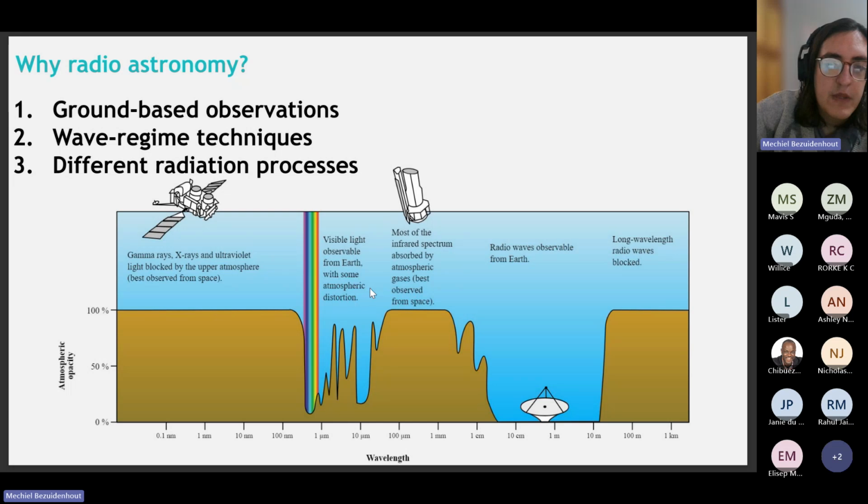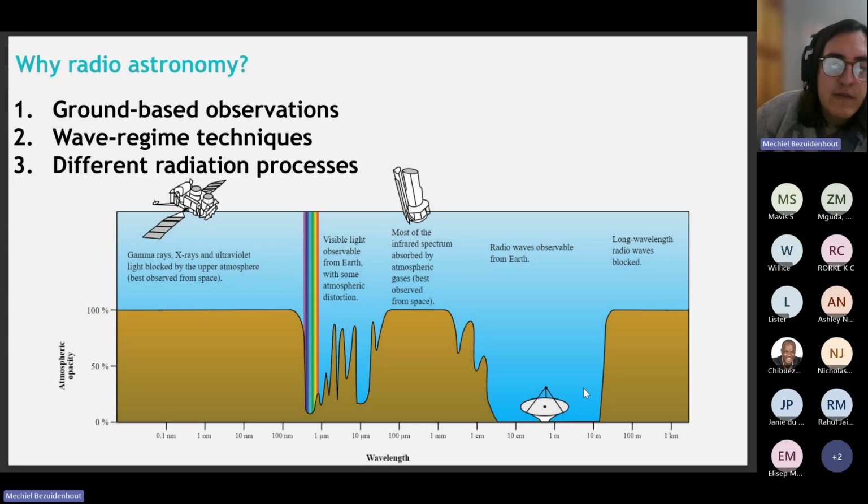So this illustration on the bottom of the page shows the atmospheric opacity at different wavelengths. And you can see that gamma rays and X-rays and ultraviolet light are pretty much entirely blocked out. Then there's a bit of a gap for visible light and some near infrared. Most of the infrared spectrum is absorbed by atmospheric gases. You can think about the greenhouse effect for that as well. Then there's this nice gap for radio waves, where we can build ground-based radio telescopes.